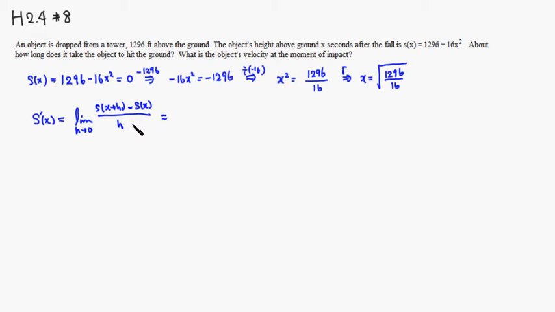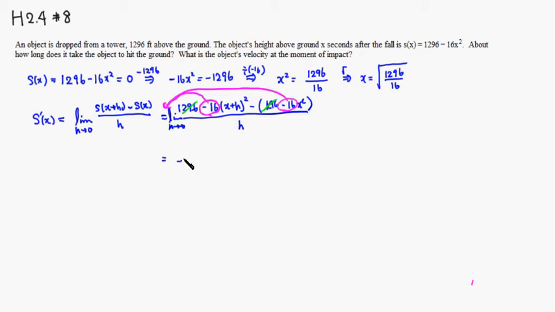So let's do that. This is going to be equal to 1296 minus 16 times the quantity x plus h squared, minus s of x, which is 1296 minus 16x squared, all over h, then we take the limit as h approaches 0. We can cancel 1296 minus 1296. First thing I would do is factor out the negative 16, so I'll pull those out of the limit.